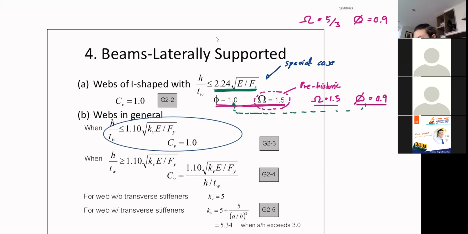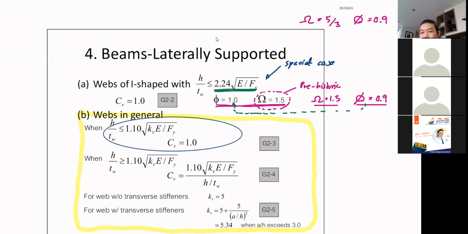Now, that is not normal. What is normal is this. Webs in general, this is normal. This is a typical case. Now, they say you have to check your web slenderness ratio, but with this value, it looks more intimidating in a way, because it's not that one, but it's this one. Instead, you have Kv, another value inside.